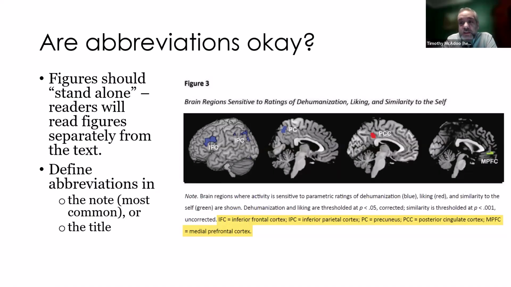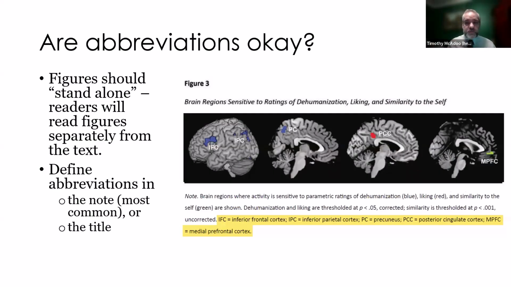Are abbreviations okay? Yes, and in fact, if you have multiple items labeled in the body of a figure, abbreviations are often very helpful. And you just need to remember to define them in the note. So you can see that highlighted in this example. The thing to keep in mind is that readers should be able to look at a figure and understand it on its own without having to consult the text to understand any of the abbreviations.